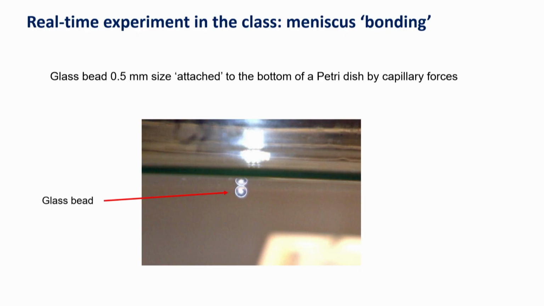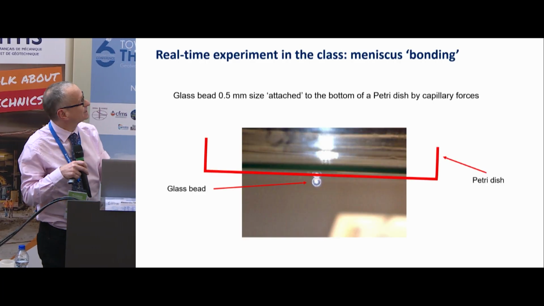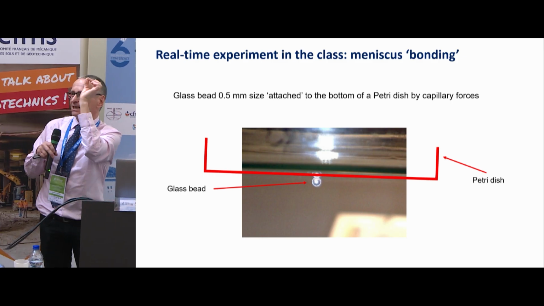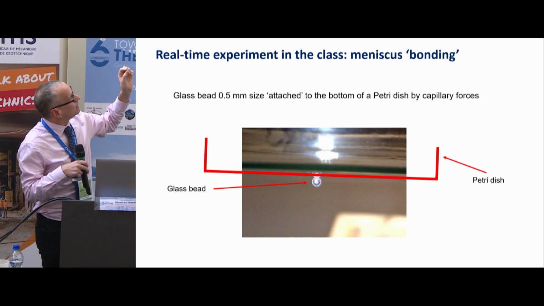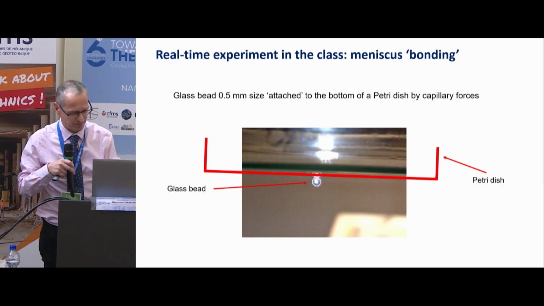Example in the lab. So that's a glass bead. Now the picture is difficult because everything was transparent, but there is a Petri dish here. So that's a Petri dish, and then you have a glass bead that is hanging from the bottom of the Petri dish because of the meniscus water.